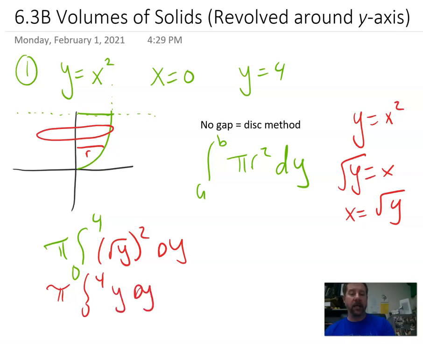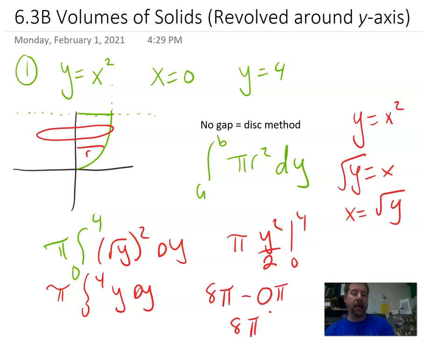The antiderivative of y is pi times y squared over 2, evaluated from 0 to 4. And so I get 8 pi minus 0 pi, or 8 pi, would be our solution. That is the volume of that solid revolved around the y-axis. The only difference today is we're just doing things in terms of y and getting used to visualizing it this way.